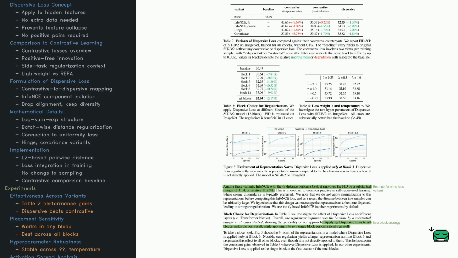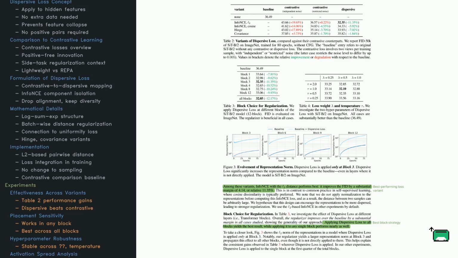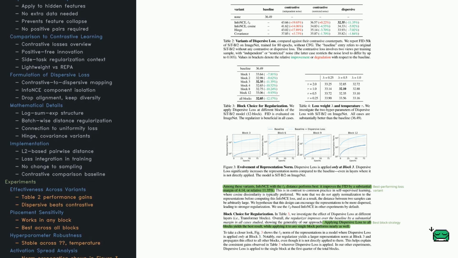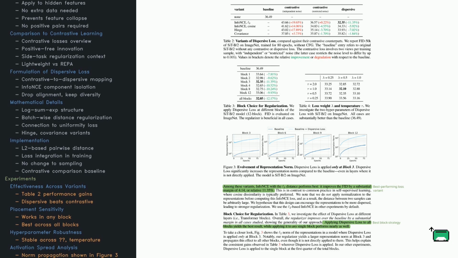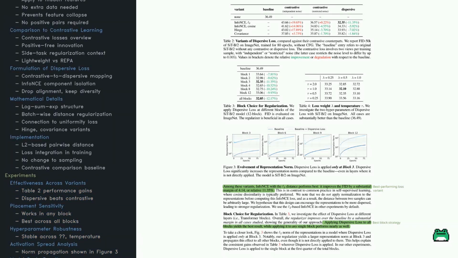Now take a look at Figure 3. It shows how the norm of internal features evolves during training when dispersive loss is applied only at block 3. You'll see the norm goes up not just at block 3, but in later layers too. That means the effect spreads, encouraging more expressive features across the entire network.